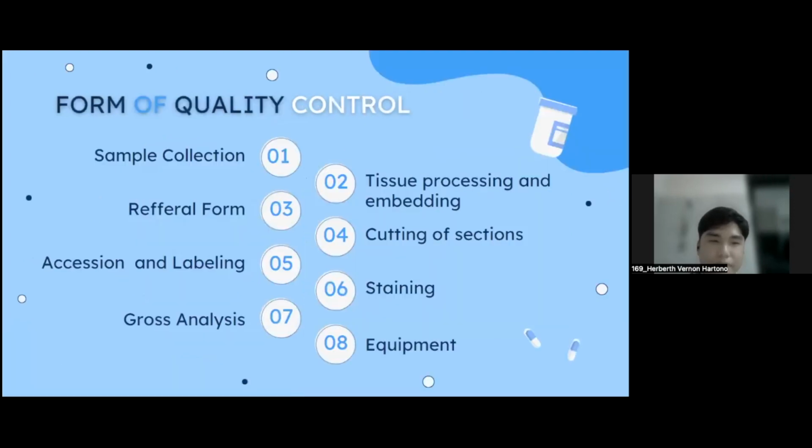And there are some forms of the quality control in many categories of procedure. First, there's the category of sample collection, and then there's tissue processing and embedding, referral form, cutting of sections, sessions and labeling, staining, cross analysis, and equipment.